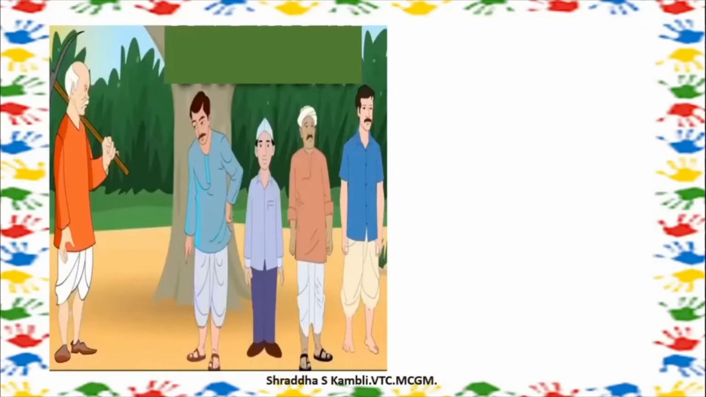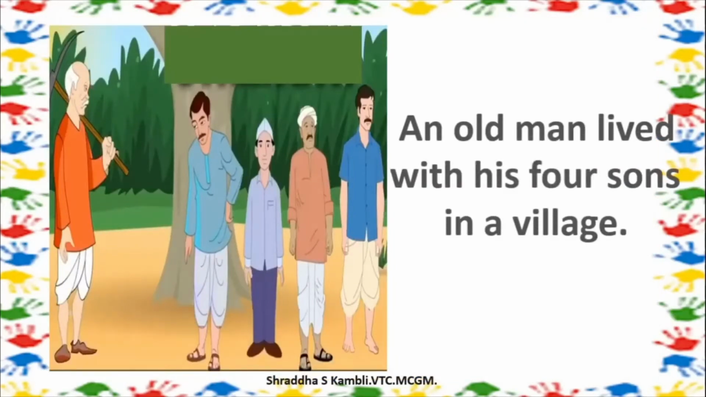So there was this farmer or an old man who lived with his 4 sons in a village. So you can see the farmer who's quite old and his 4 sons. Now look at the 4 sons. All of them seem to be in their own world. Okay, one of them is looking this side, one of them is looking that side. So the storyteller wants to tell us that these 4 sons, even though they are brothers, do not agree with each other many a times. So what do they do? They quarrel, they fight.